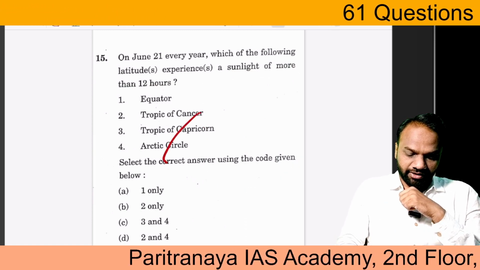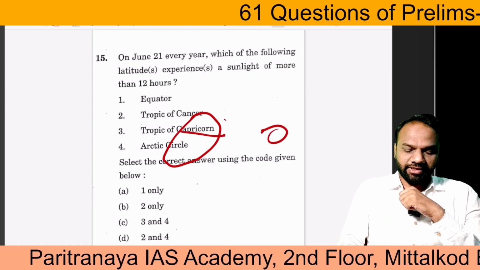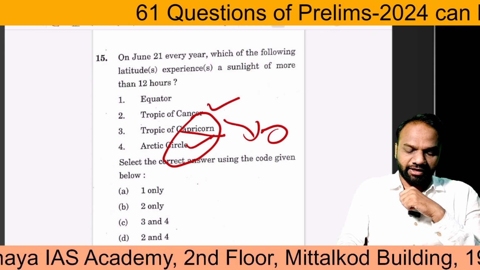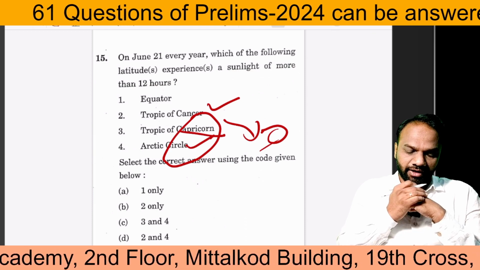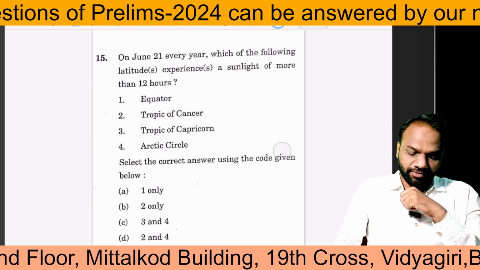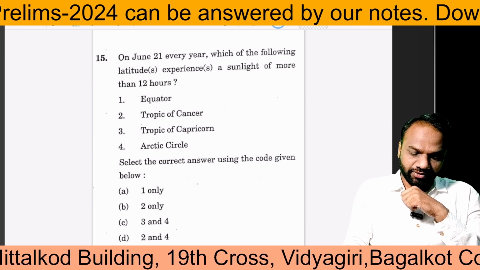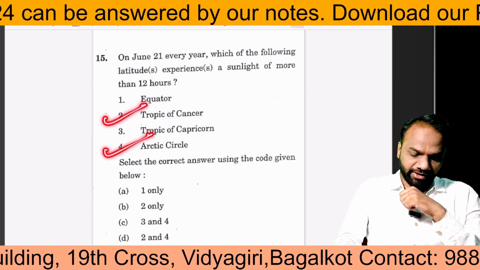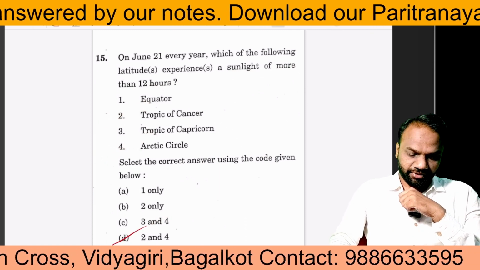So on June 21, here is the earth and here is the sun. The northern hemisphere is tilted towards the sun. Because of that, the Tropic of Cancer and Arctic Circle will be close to the sun, and hence they experience sunlight of more than 12 hours. The same will be reversed in the month of December. So here the answer is Tropic of Cancer and Arctic Circle, that is 2 and 4. Again, it's an easy question.